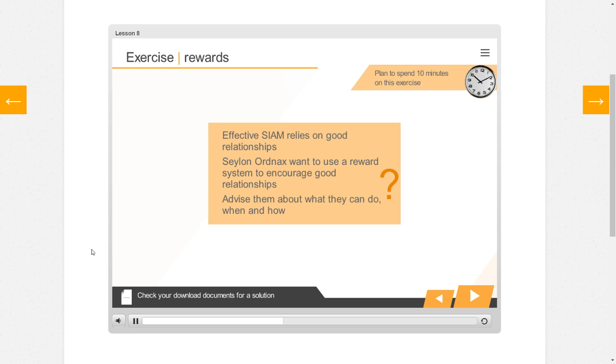Let's think about that idea with an exercise. Plan to spend 10 minutes on this exercise, and don't forget to review our suggested solution. Ceylon Ordnex wants to put a reward system in place to encourage good relationships. As an external advisor, give them some advice on what they could do, when, and how. Use your own experience if you've been involved with any reward systems in the past. For example, it could be a good idea to give rewards publicly, to raise the profile of the organization winning the award, and to encourage other organizations to strive for rewards.